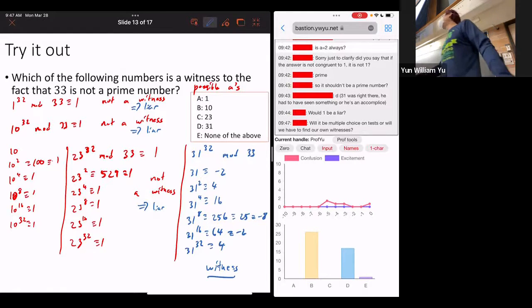Will it be multiple choice on tests, or will we have to find our own witnesses? You will have to find your own witnesses.